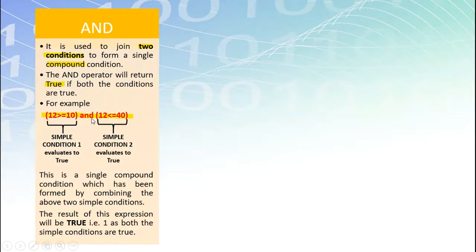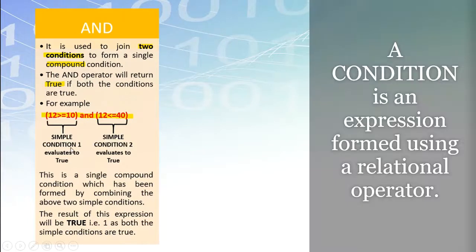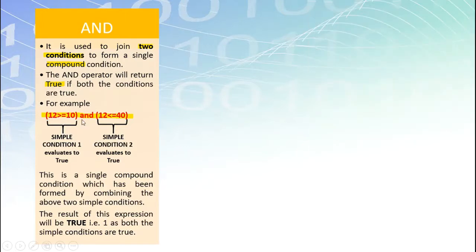We already discussed what a condition is. A condition is an expression formed using a relational operator. So in this condition, we have used the relational operator greater than or equal to. Both the simple conditions will be evaluated to get the result. Is 12 greater than equal to 10 true? Is the second condition, 12 less than equal to 40, true? Both the simple conditions evaluate to true, hence the result of this expression will be true, that is 1.